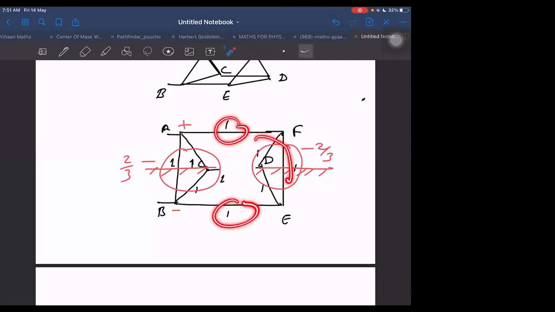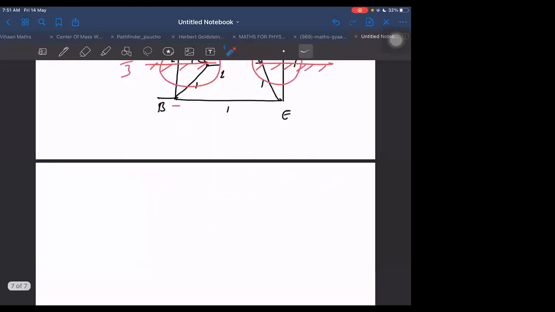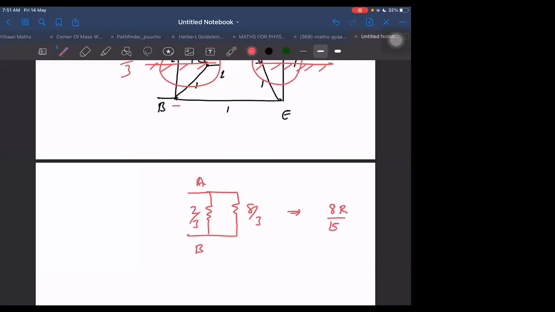So we get 1 plus 1, 2, 2 plus 2 by 3, which is 8 by 3. 2 plus 2 by 3 is 8 by 3, sir. So we are getting it as 2 by 3 in parallel with 8 by 3, which can be written as 8R by 15. 8R by 15 at last. Right, 8R by 15.